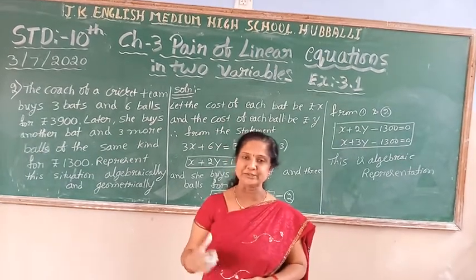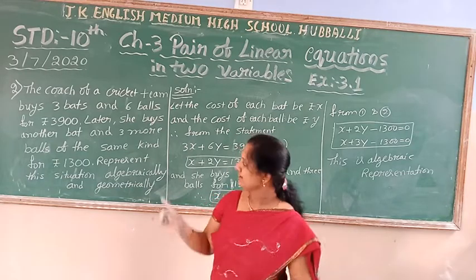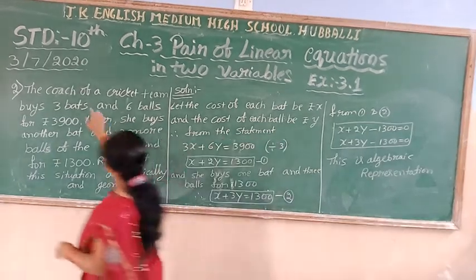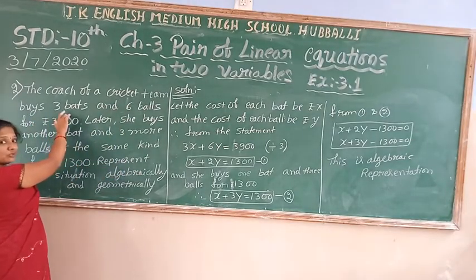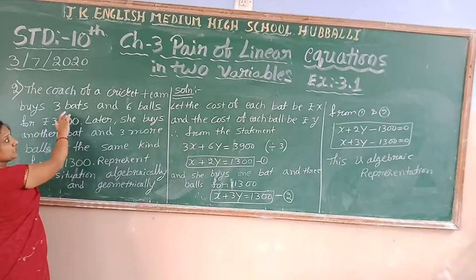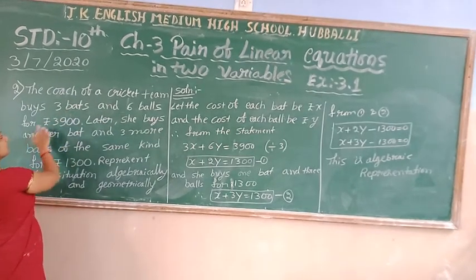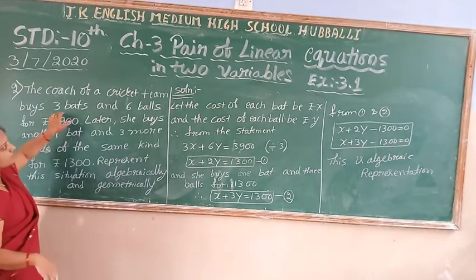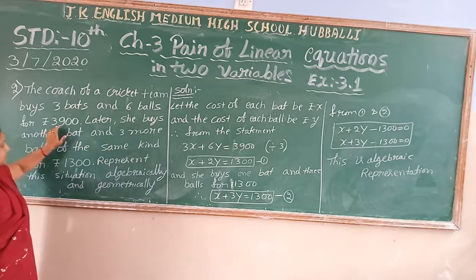I am going to continue the second question. The method is the same; the statements are different. The coach of a cricket team buys 3 bats and 6 balls. We don't know the cost of 1 bat, and we don't know the cost of 6 balls also. He buys 3 bats and 6 balls by paying a total amount of rupees 3,900.